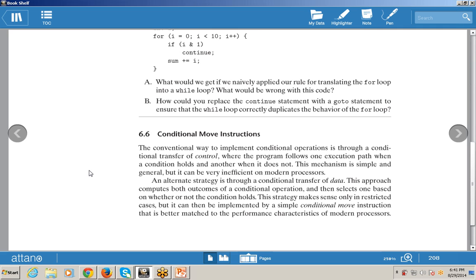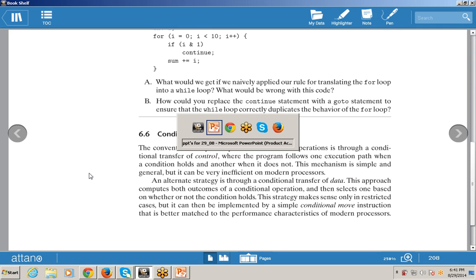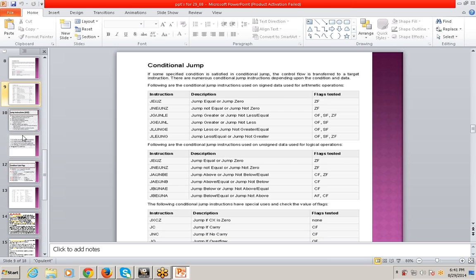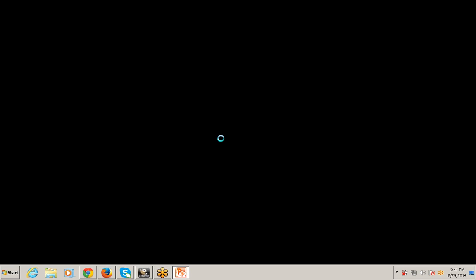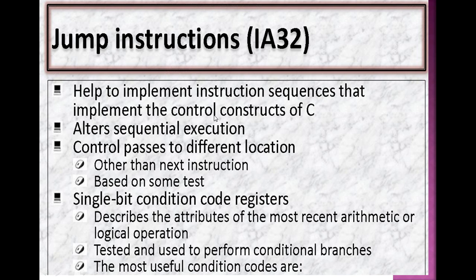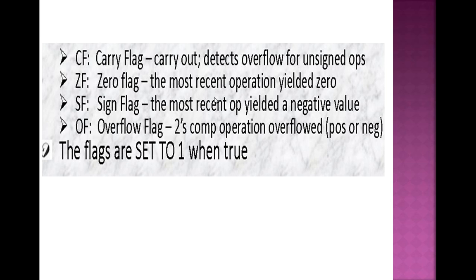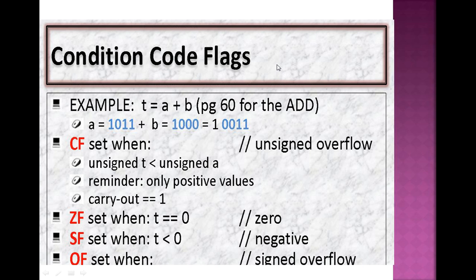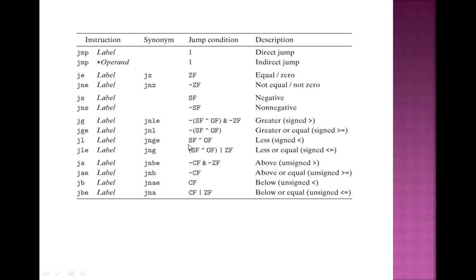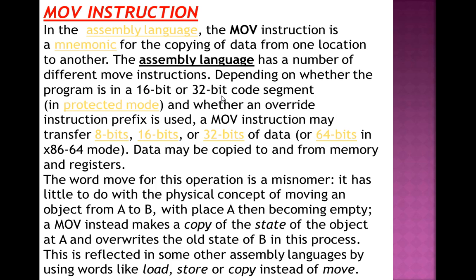Now, the next topic is the conditional move instruction. This is a jump instruction, which I told you about. What is a jump instruction? It is used to jump from one location to another. These are the multiple flags which I told you about. A flag is set to 0 when it is true. These are the condition code flags CF, ZF, SF, OF, that is the overflow flag.